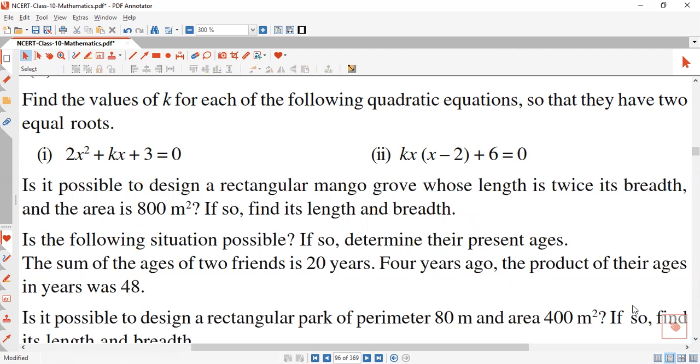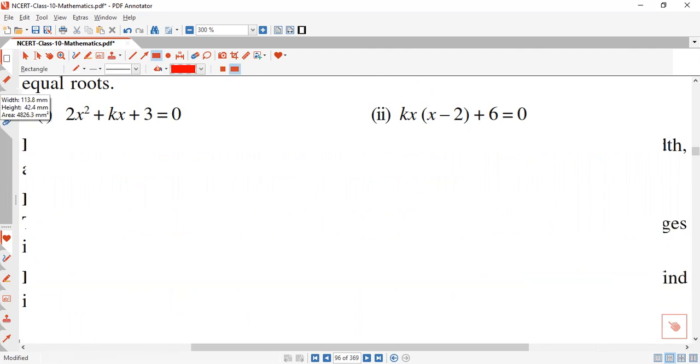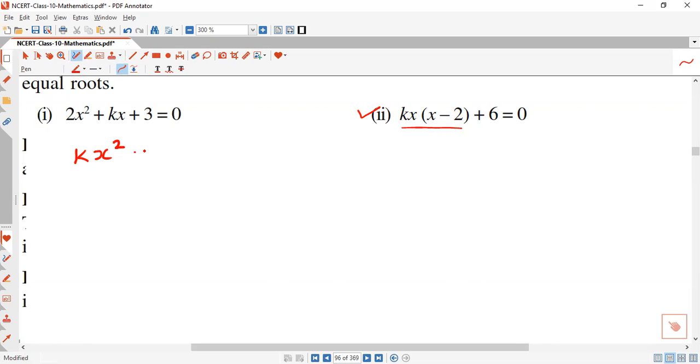Now, for the same question, the second part is there. I will solve the second part. First of all, you see this equation is not written in the standard form. First, there is this bracket, so open this bracket. So what are you getting? kx is multiplied with x, kx square, minus 2 is multiplied with kx, minus 2kx, plus 6 equal to 0.